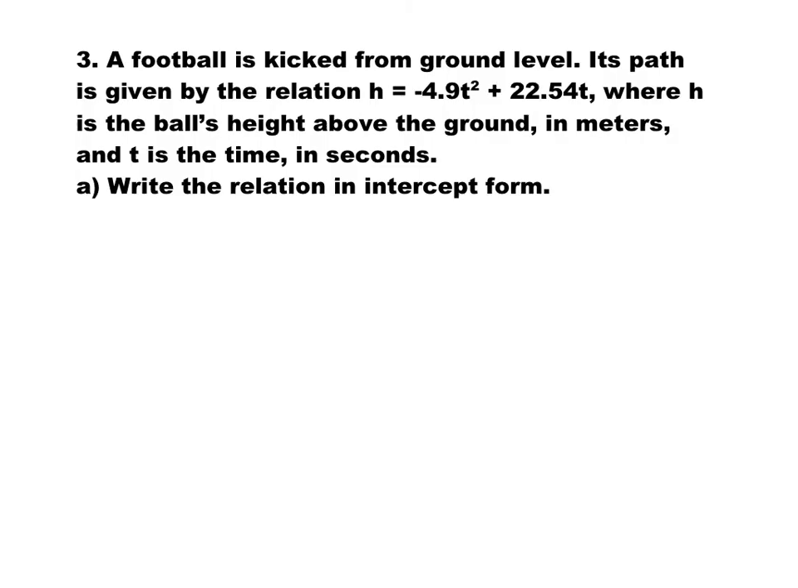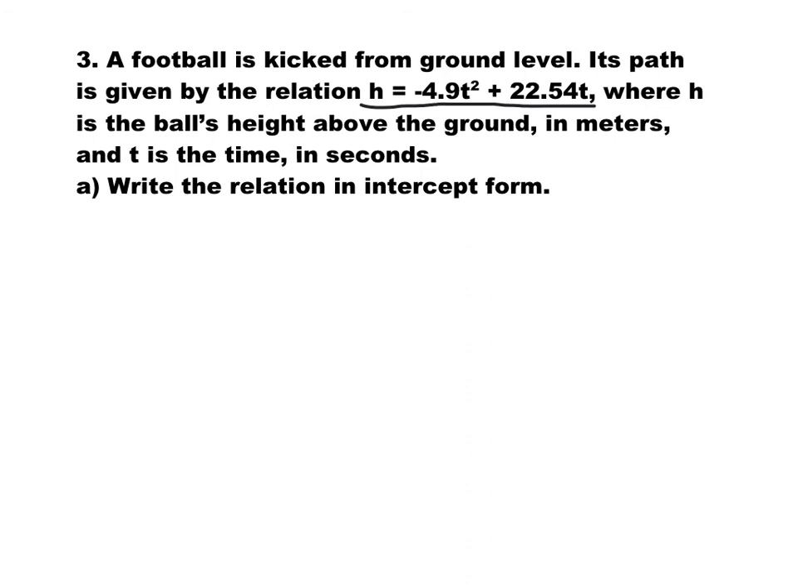In the next example, we have a football which is kicked from the ground. The path is given by the relationship h is equal to negative 4.9 t squared plus 22.54 t, where h is the ball's height above the ground and t is the time. The first question is: write a relation in x-intercept form.